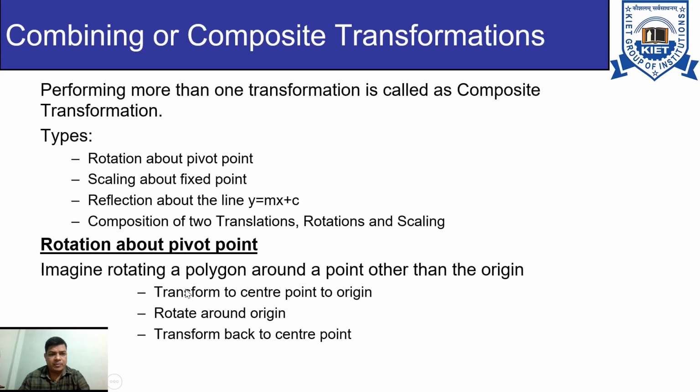So rotation about pivot point involves three operations. First, we have to perform translation of the center point to origin. Then we have to perform rotation, and we have to perform translation back to the center point.